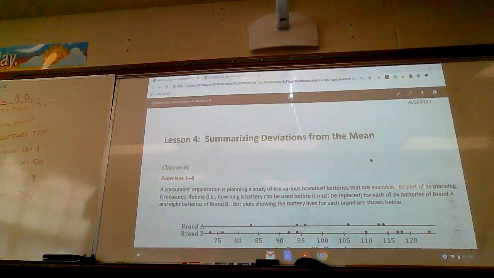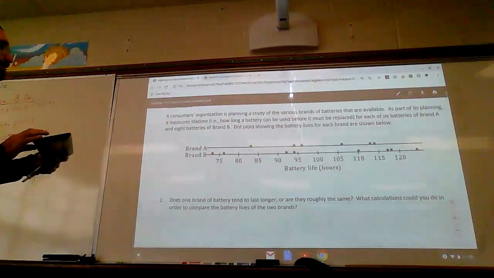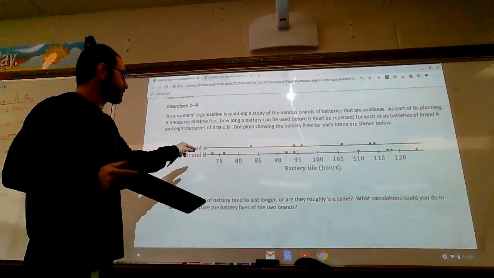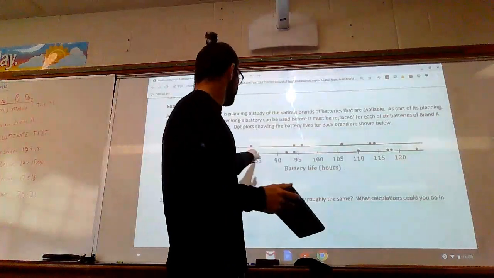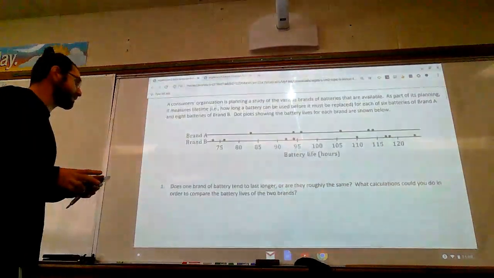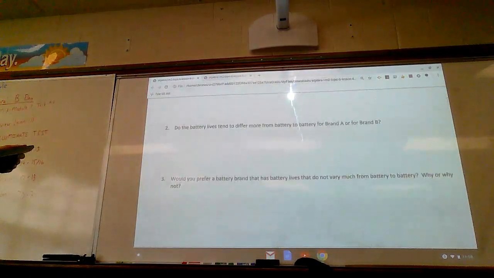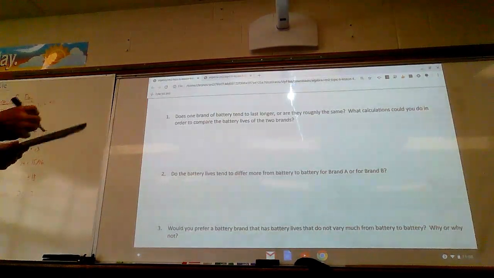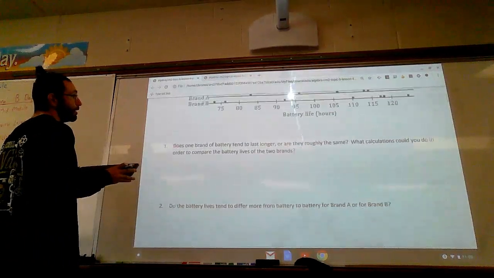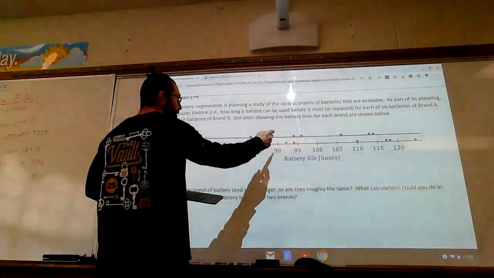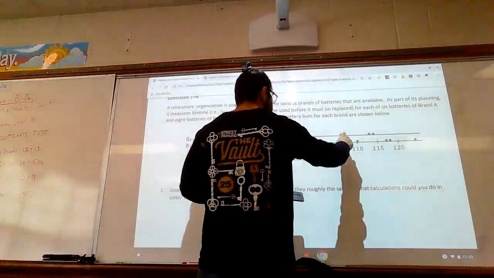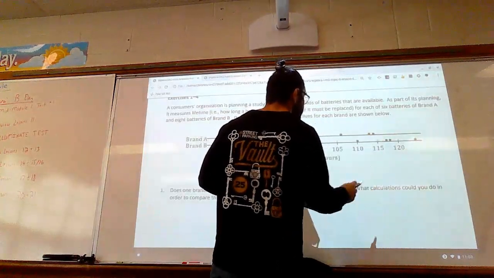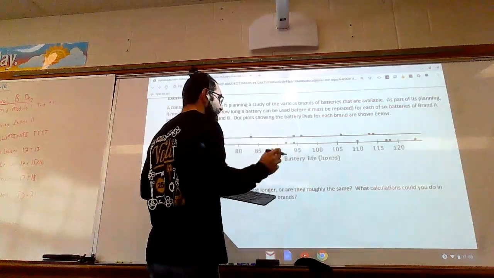So we've got two sets of batteries here that are pretty much symmetrical data, because that's what we're going to be dealing with. So does one brand of battery tend to last longer, or roughly the same? The same. What calculations could you use to compare them? The means. So I could say, okay, guys, find the means. 83 plus 94 plus 96 plus 106 plus 113 plus 114 divided by 6.